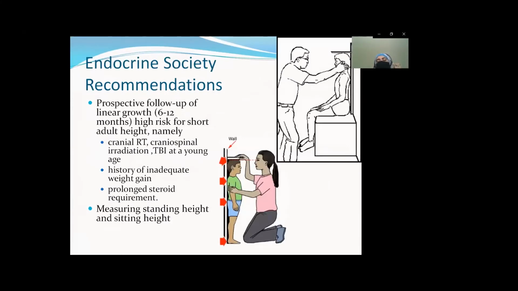The Endocrine Society also recommends doing a sitting height along with the standing height in children who are at high risk for spinal abnormalities, especially children who have gone through craniospinal or total body radiation or have had prolonged steroid treatment as well. That's how you do an accurate standing height with the stadiometer: with the back, the hips and the feet touching all the way and shoulders straight, and the person who is checking the height should be at eye level. Same thing for the sitting height, which should be done sitting down with the straight spine to the back.